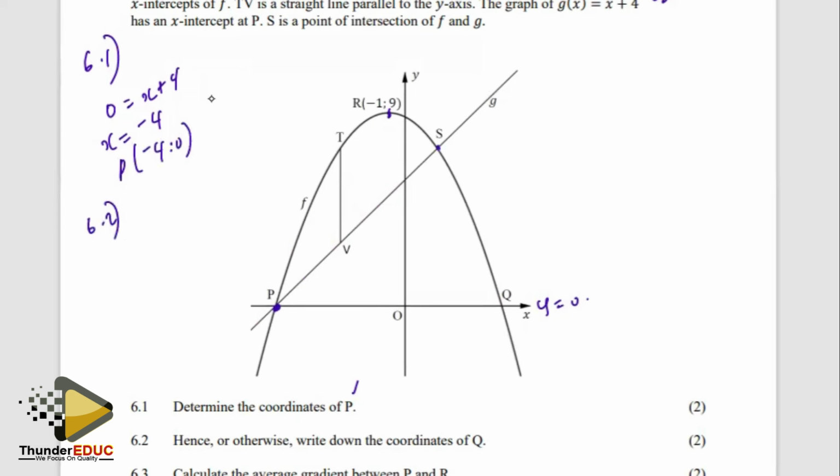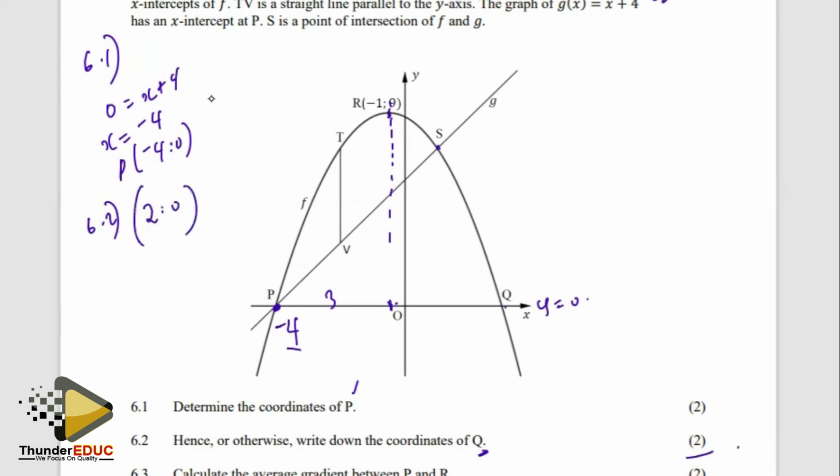Then 6.2, hence or otherwise, write down the coordinates of Q. So for me to get the coordinates of Q, I know that -1 is just a midpoint. It's just halfway between. So if this is -4, how many units am I moving here? These are 3 units, which means I must also move 3 units that side. So -1 plus 3 is going to be +2. So I'll have (2, 0).